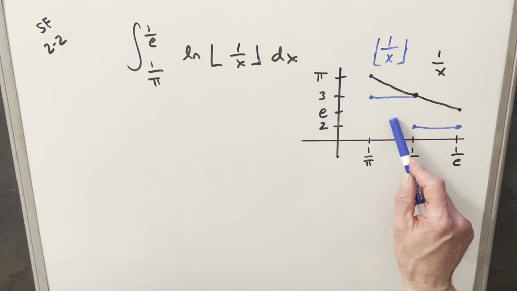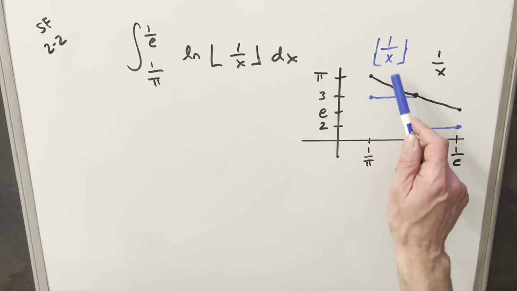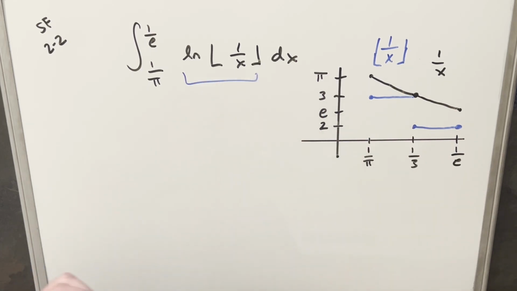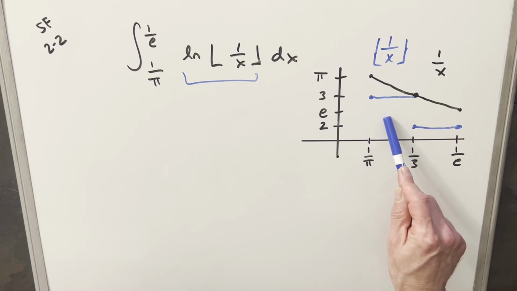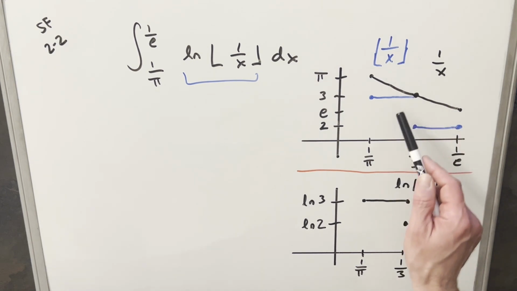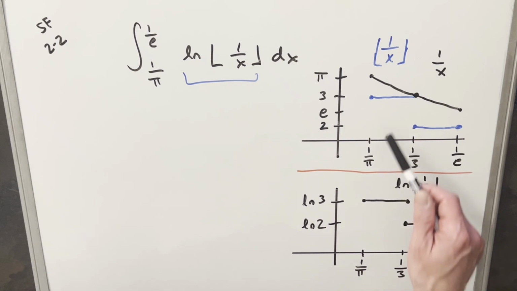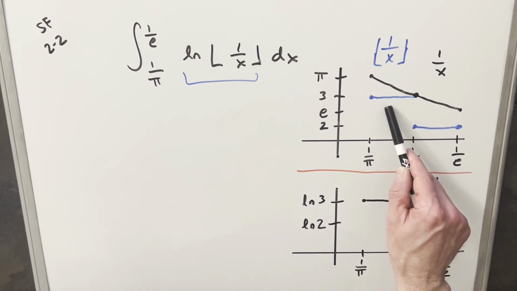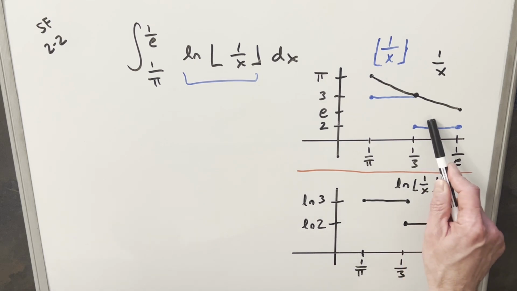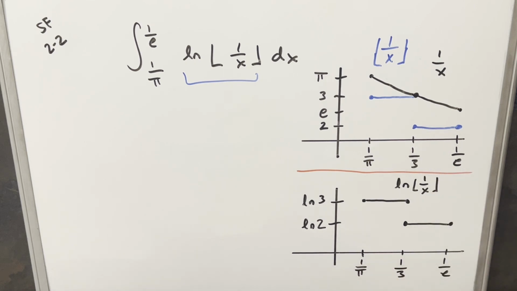Now this simplifies the graph quite a bit, but we don't really want the floor of 1 over x. We want to evaluate the natural log of the floor of 1 over x. So let's take a look at that graph now. Here at the bottom is our graph of natural log of the floor of 1 over x. There's not too much to it, because we just took what we have here and input it into natural log. In this region we were at 3 for everything, so everything here is going to be natural log of 3. And here it was 2, so everything here is going to be natural log of 2.